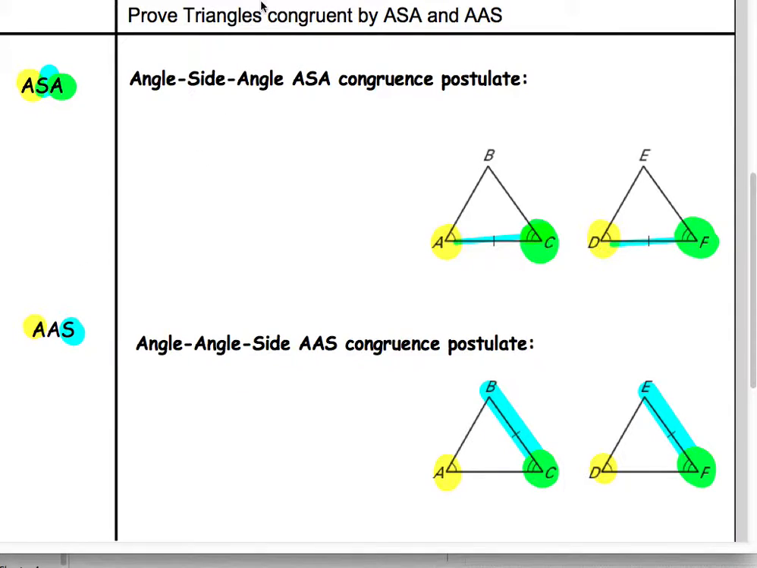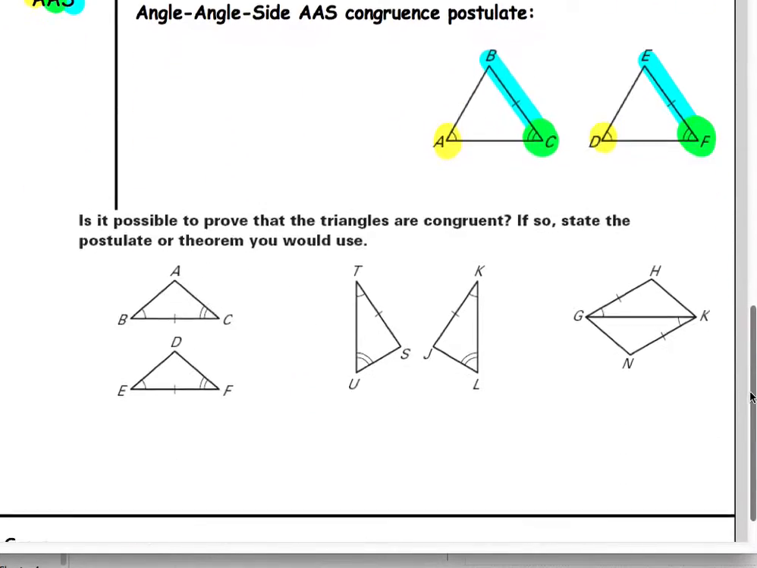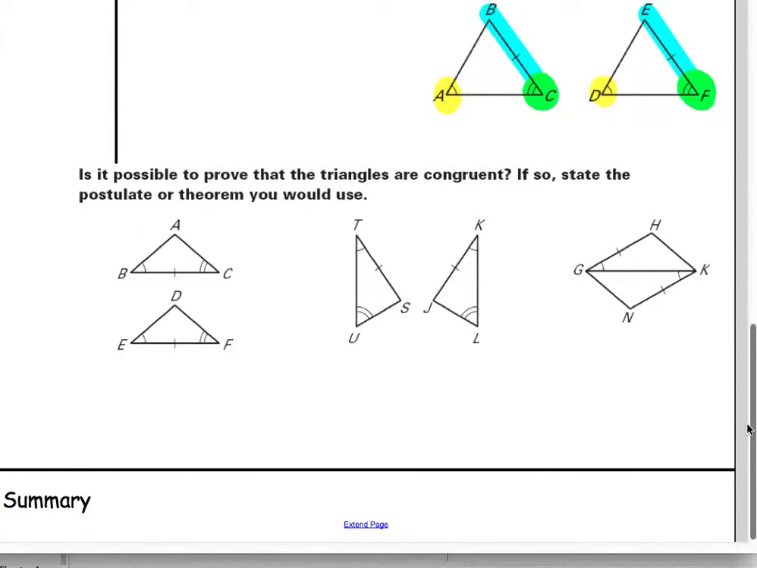So the order that you say the reason is angle, angle, side, because the side is not connecting the two angles together. So that's how to tell these two apart. Even though both of them have two angles and one side, you do have to write them differently because there are different postulates that we're using. So on the bottom of this page, it's got, is it possible to prove that the triangles are congruent? If so, state the postulate or theorem you would use.